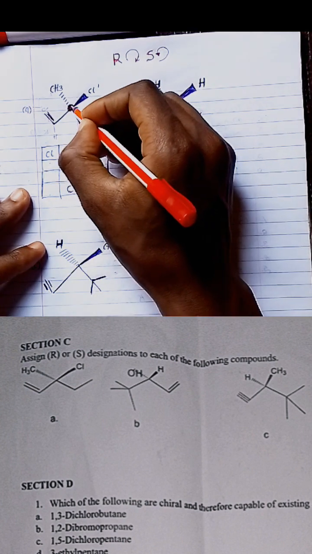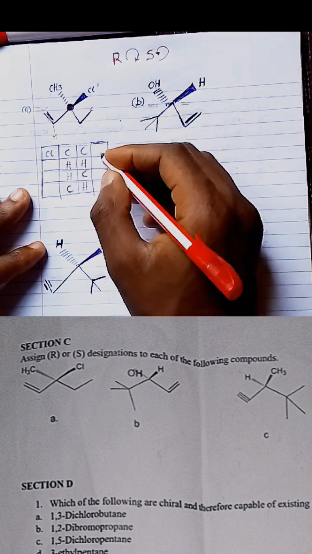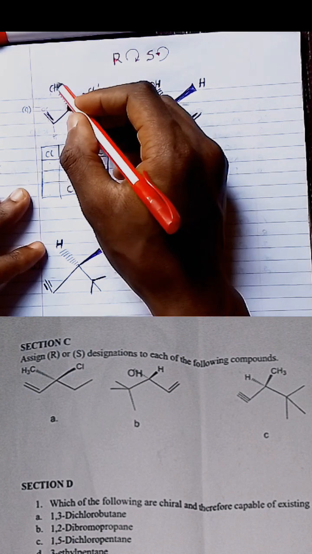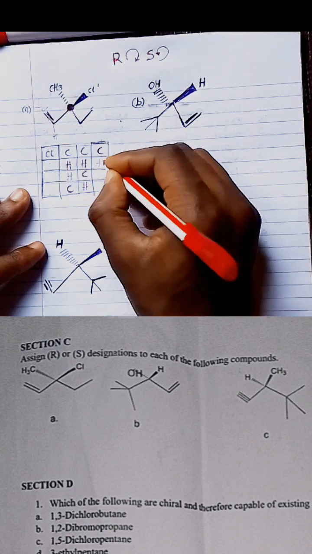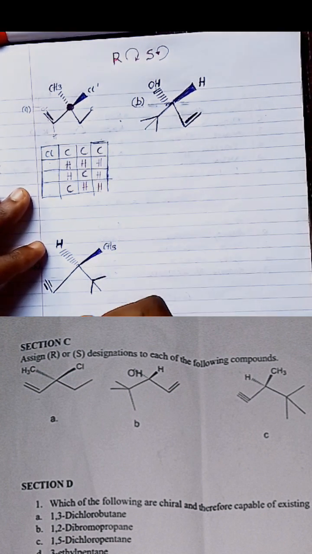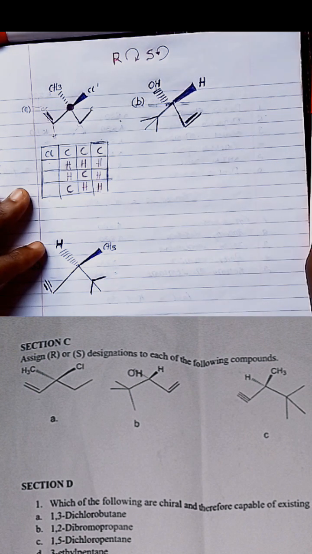And then when I move from here towards the methyl group, the first element I'll encounter is a carbon. Then after the carbon, I'll encounter three other hydrogens. So one, two, and three. So if you can make this table, you can clearly designate S and R, or you can designate priority.